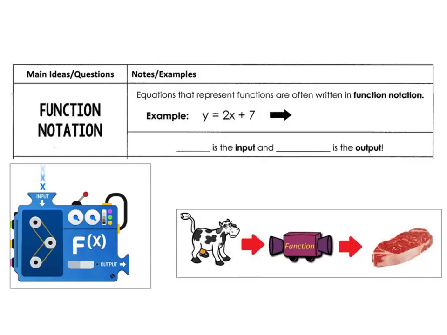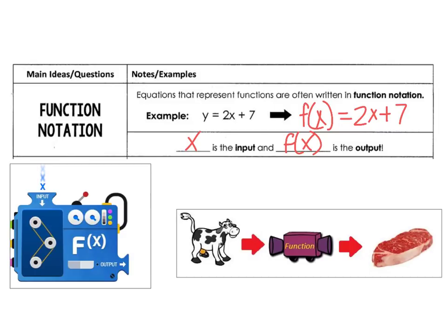Alright, so function notation. When we're talking about function notation, we're saying that equations that represent functions, we write them in function notation. So for example, if we have the equation y equals 2x plus 7, if we wanted to write that in function notation, we would write it as f of x. We read that as f of x equals 2x plus 7, where x is our input and f of x is the output.